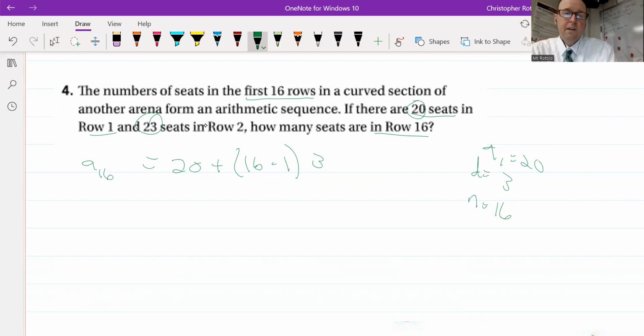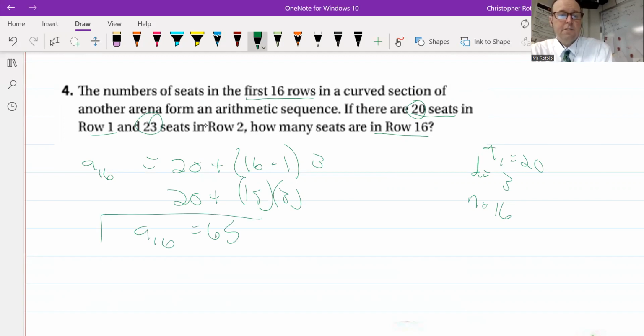So we plug everything in. So 20 plus 15 times 3. Well, 15 times 3 is going to be 45, so 65. That means just in the 16th row, there's going to be 65 seats. Based on what we have to calculate or build, then that's going to give us the space we need.